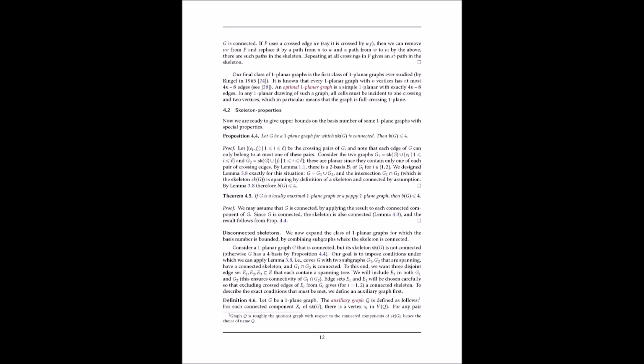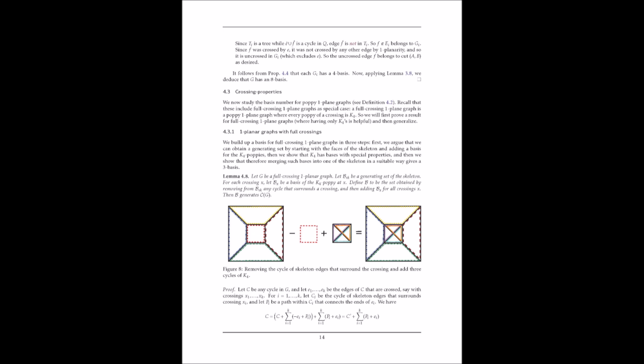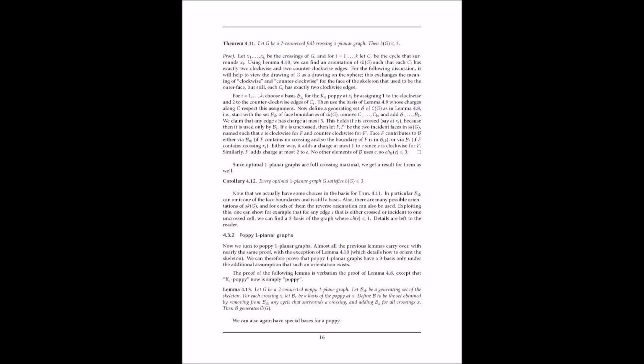You got it. Now here's where that balanced orientation of the skeleton comes into play. We use that orientation to determine which skirt walks get assigned a charge of 1 and which get a charge of 2. So the skeleton's orientation, which dictates the direction of those uncrossed edges, guides how we distribute the workload within each poppy's basis. Precisely. But I'm still not quite seeing how it all fits together to create this 3 basis for the entire graph. That's the final step. The third and final step is where the magic happens.